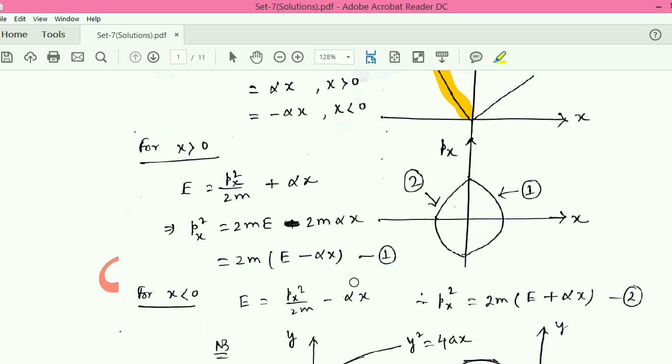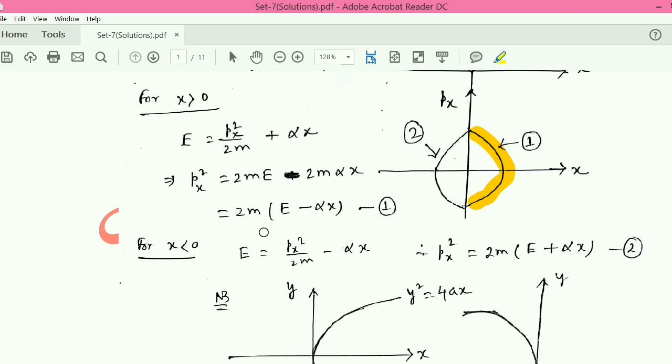As you can see from this equation, px equals root over this, so this will give you a curve like this. And for this, px square equals minus twice m alpha x. This is the equation of a parabola. Now the plus 2mE term is there, so the origin, instead of being here, is shifting towards the positive x-axis. So the resultant curve is like this, and for this, it is this.